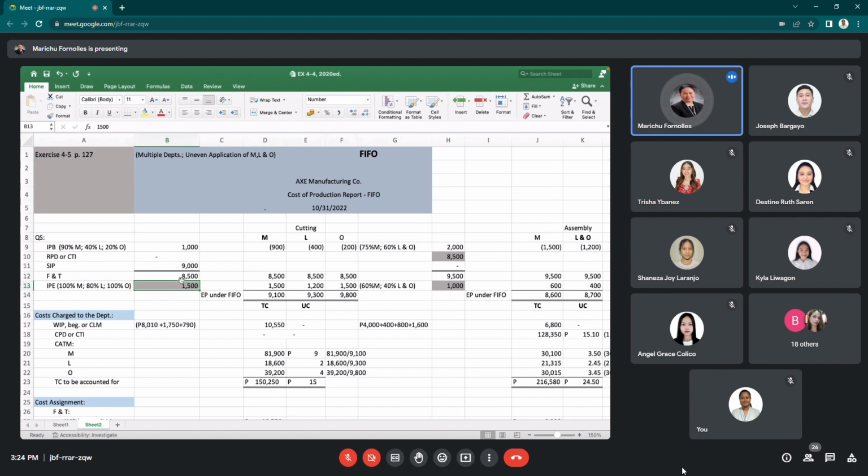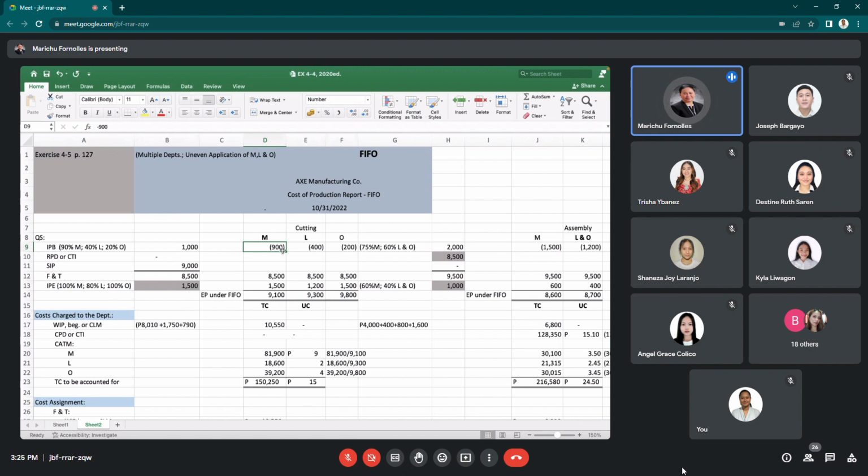So 100% for materials times 1,500 equals 1,500. That's the EP in IPE for materials in the cutting department. To get the EP in IPE for labor in the cutting department, multiply 80% by 1,500 and you will get the EP for labor of 1,200. Do the same thing for overhead. 100% for overhead times 1,500 equals 1,500.